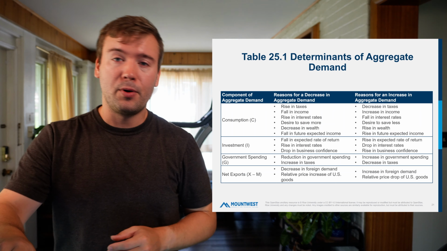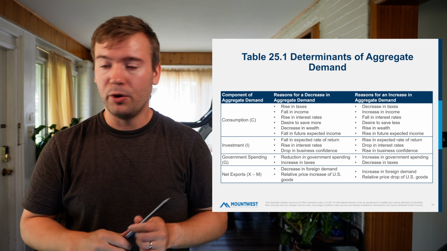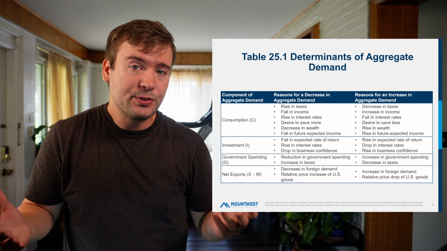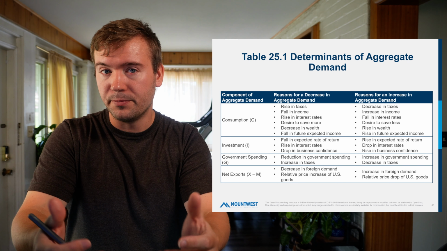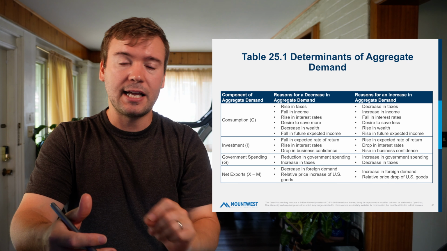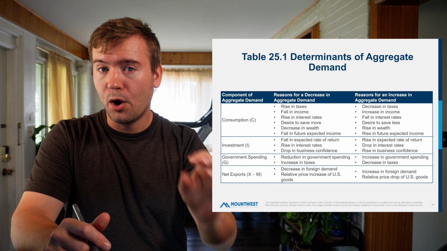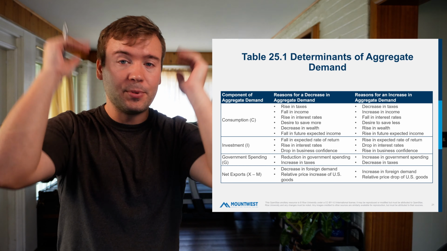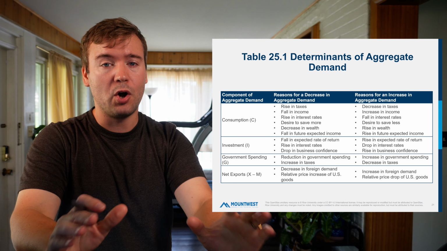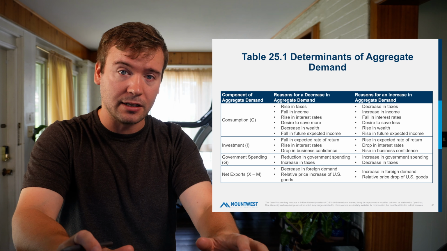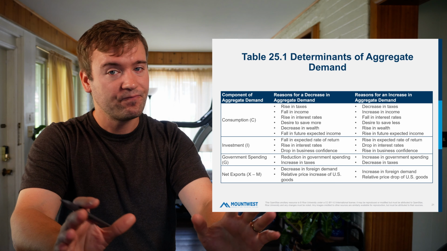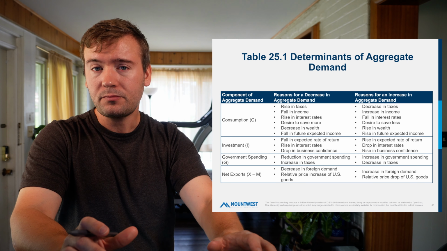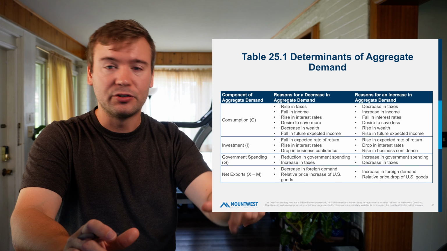So to bring all these components together, let's take a look at table 25.1 here. I'm not going to zoom in because it pretty much is the whole slide there, but this table summarizes the determinants of aggregate demand. For consumption, a decrease in taxes, an increase in income, lower interest rates, a desire to save less, rising wealth, or optimistic expectations about future income will all lead to an increase in aggregate demand. A lot of that's psychological. The opposite factors will cause consumption, and thus aggregate demand, to decrease.